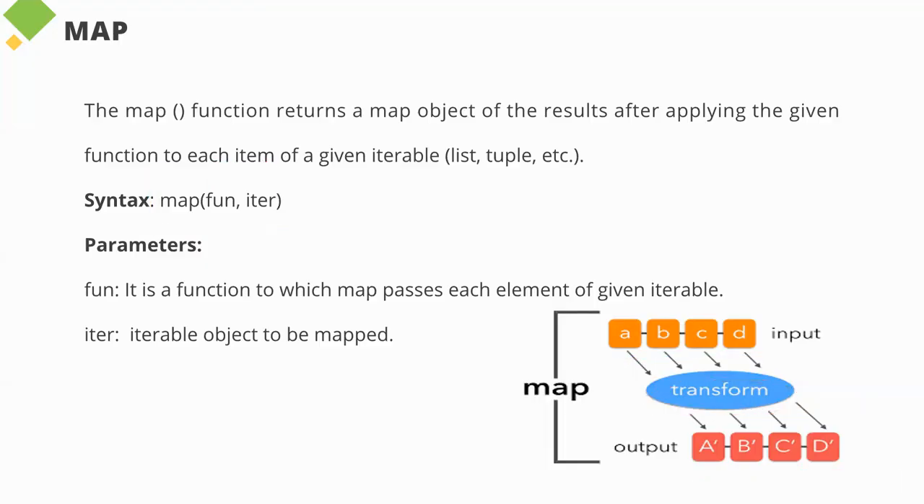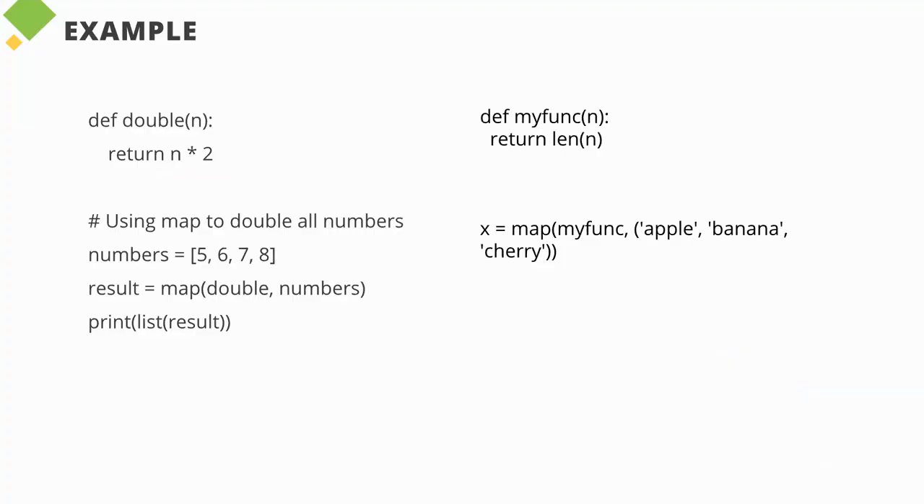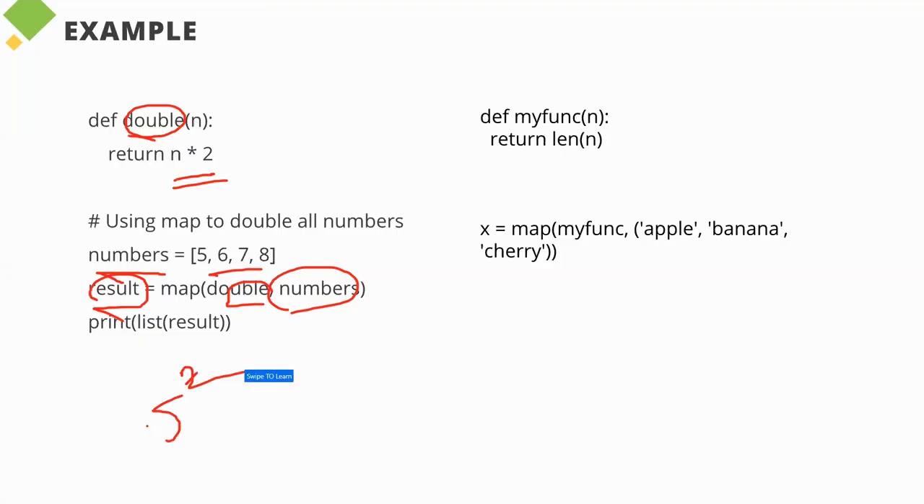Let's move on to the next. See, this is a function named double. It multiplies by 2. So numbers is a list, it is the iterable here. I am going to find the result of map of double comma numbers. As you see, it's very basic. The iterable numbers is passed into this function. So the numbers are 5, 6, 7, 8, and the result would be 5 into 2, 6 into 2, 7 into 2, 8 into 2.